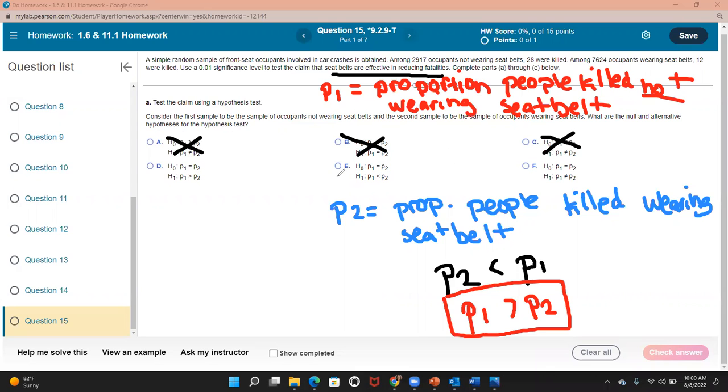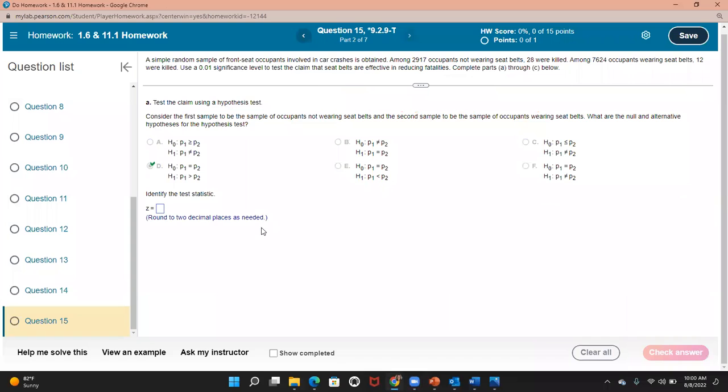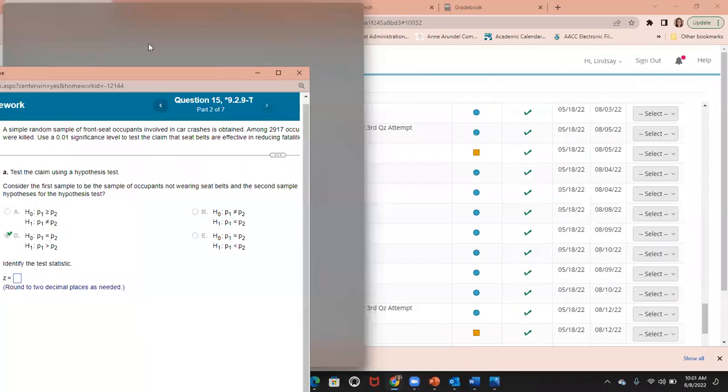And again, because we have to be careful to first read what they are trying to prove, and then which group is labeled with the first and which one's the second, we're actually going to select D: P1, the proportion of people not wearing a seatbelt who die, is greater than the proportion of people who die when they're wearing a seatbelt. Okay, so that alone can be a lot just to take care of. And then they want us to use StatCrunch to find the test statistic. So let's go ahead and open up StatCrunch now.